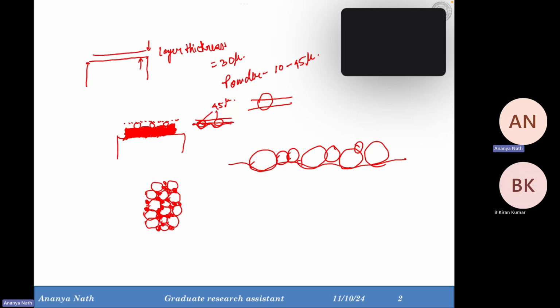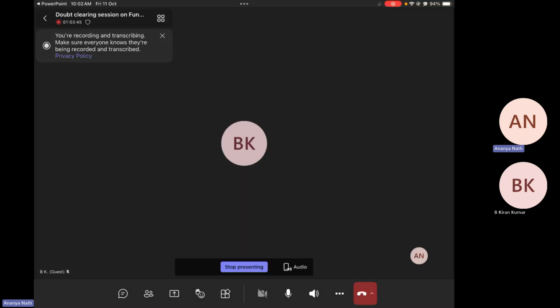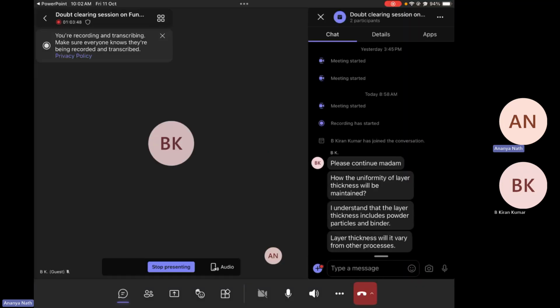30 micron particles fill the layer thickness and ensure uniform layer thickness. 10 micron particles fill the voids in between the bigger particles. So that is the utility of using a distribution instead of one particle size, and the utility of using a slightly higher size distribution than the layer thickness. So I think that answers your question as well, and now you're clear.